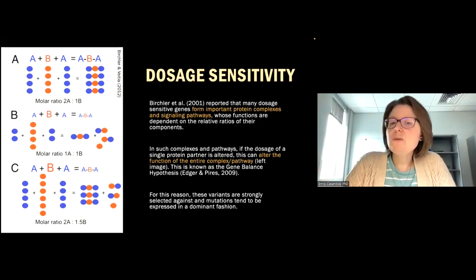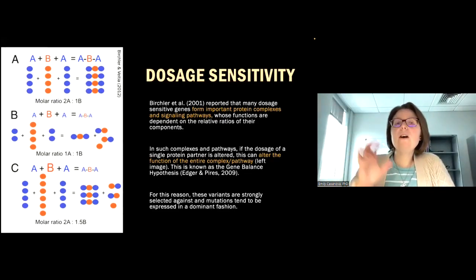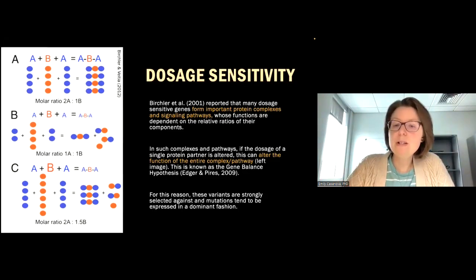And so this is something that's known as the gene balance hypothesis. Genes that produce products involved in these types of complexes or pathways tend to weed out mutations very quickly, right? Because they're more likely to be deadly. Most of the time they happen, we don't actually end up seeing them because the embryo or fetus has been kind of self-aborted. But we do sometimes see it in infants who make it past birth, right?